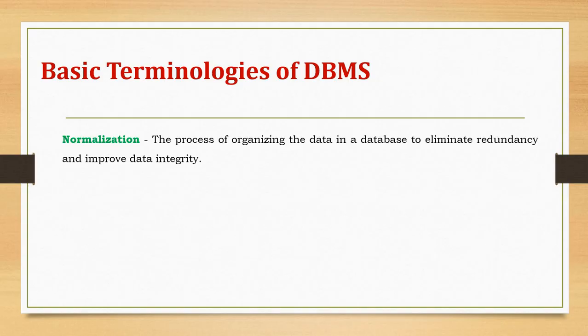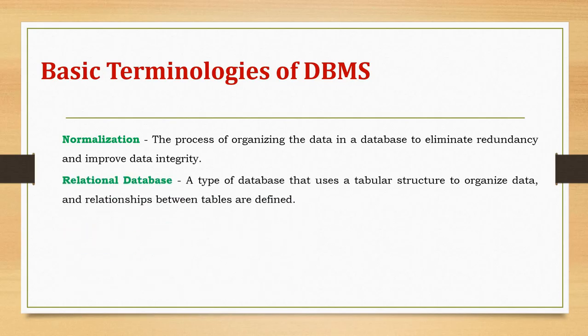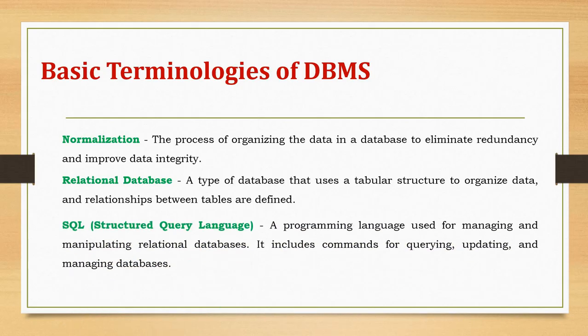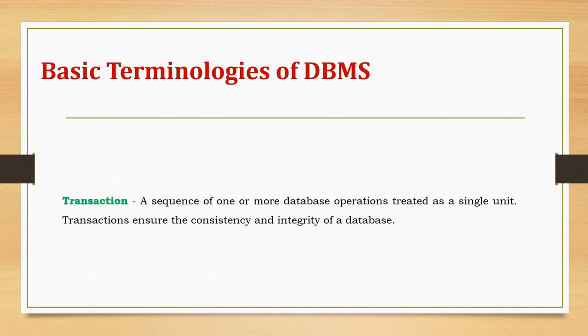Now normalization. When we organize the data to eliminate redundancies, that is, repetitions of the data, we apply normalization to improve our data integrity. Relational database: a type of database that uses a tabular structure to organize the data, with relationships between the tables. Structured Query Language is a programming language used for managing and manipulating our databases.